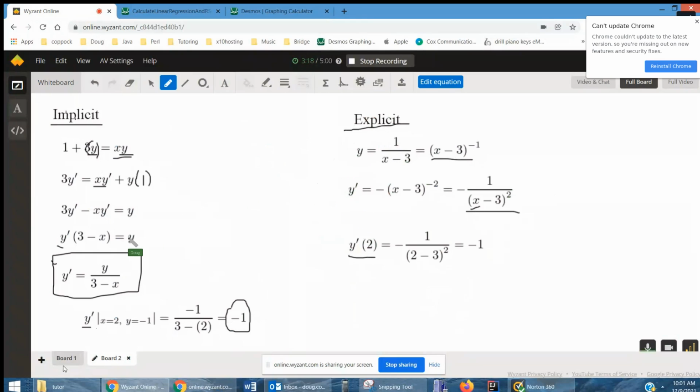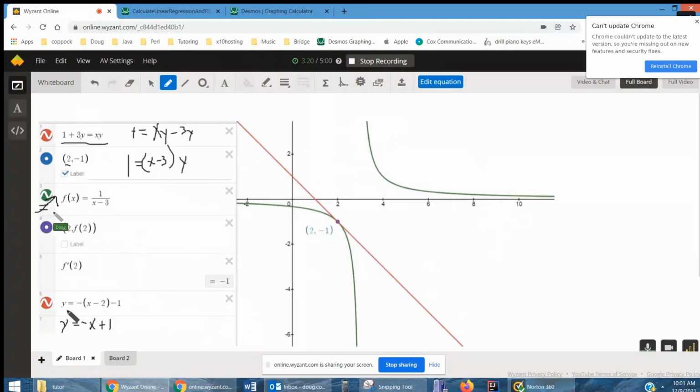Okay. So if I go back to board 1, the equation of the tangent line using point slope is y minus a negative 1, that's the y coordinate of the point that we're trying to find the tangent line, equals the slope, which is negative 1, times x minus 2. And that's where this came from, and here I converted it to slope intercept.